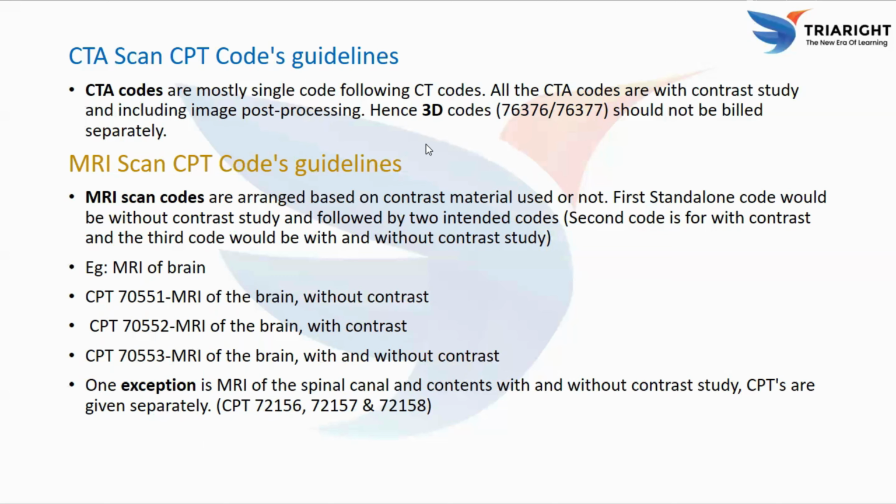And part 2 is MRI scan CPT code guidelines. So MRI follows the same contrast logic as CT, the computed tomography. So without contrast, with contrast, and with and without contrast. So what is an example? MRI of brain. 70551 is the code for MRI of the brain without contrast. 70552, MRI of the brain with contrast. 70553, MRI of the brain with and without contrast.